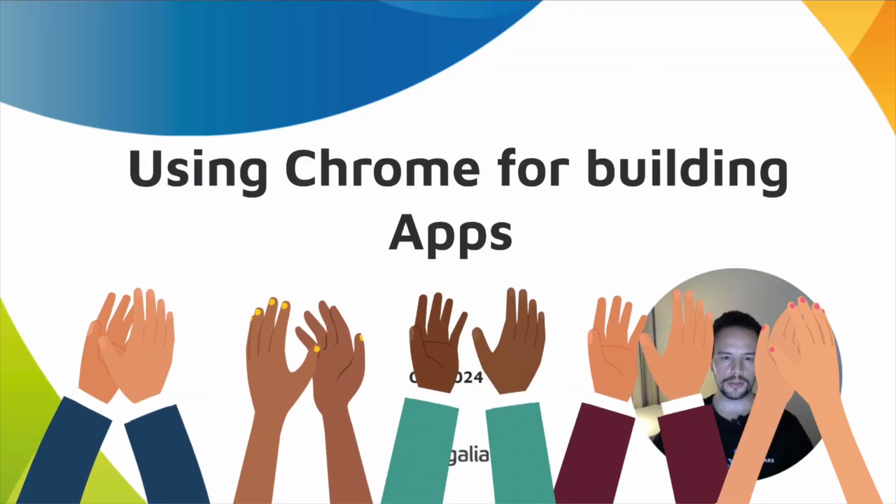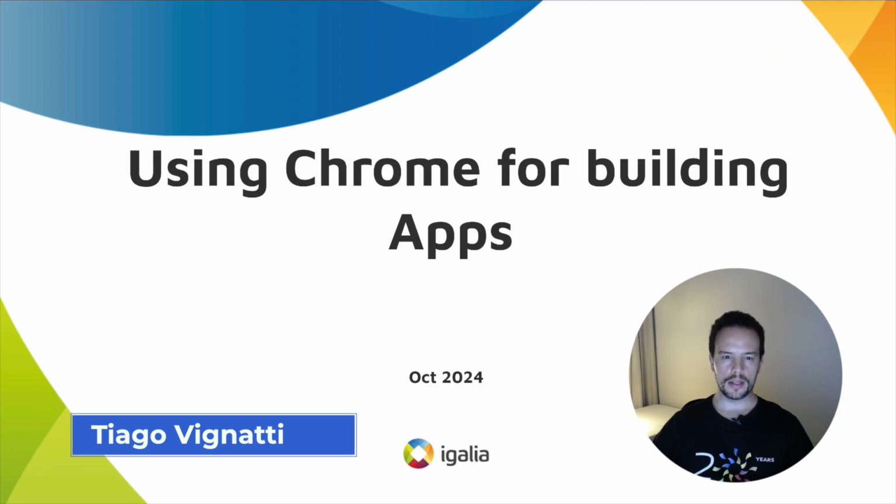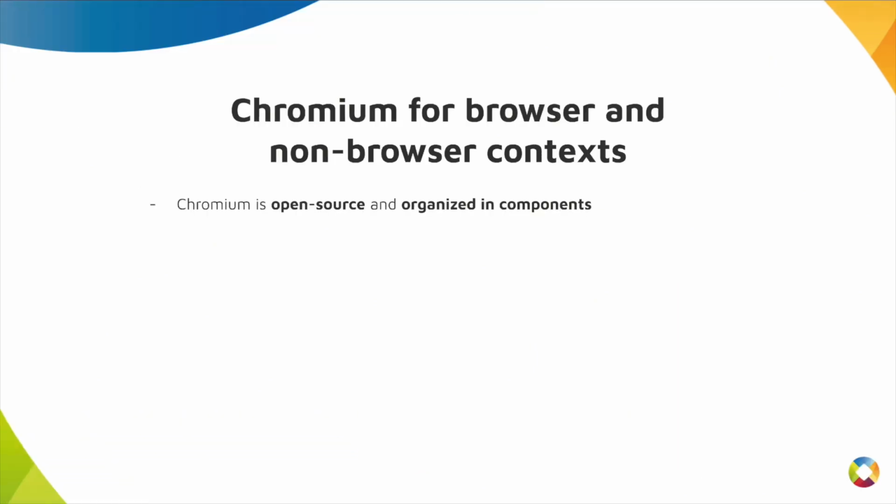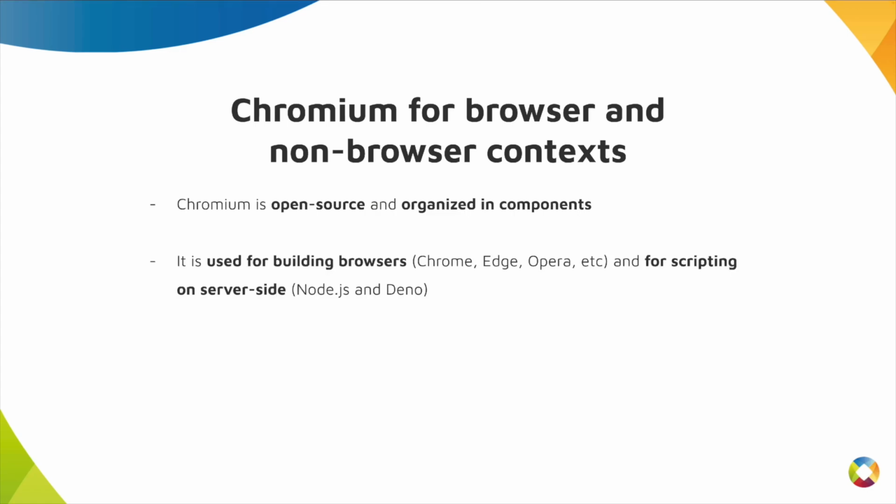Thanks. Instead of using Chromium for browsing the web, let's explore how to use it for building applications. Chromium is open source and its code base is organized in components which can be used for many different purposes. For example, Chromium is used for building browsers other than Chrome like Edge, Brave, Vivaldi, among others. You may also be familiar with V8, the Chromium JavaScript engine that may be used to power scripting on the server side like Node.js and Deno.